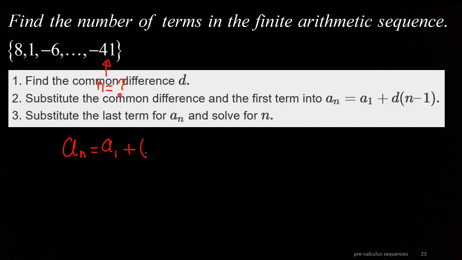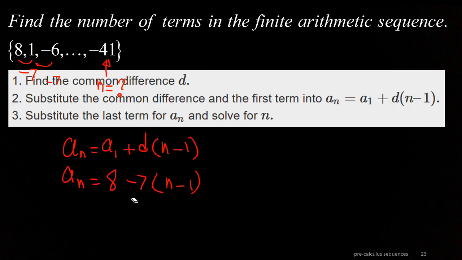The formula is, well, let's put D times n minus 1, right? So let's write the formula. What's the formula? Well, A1, obviously, you see it there. And what is D? 1 minus 8 is negative 7. Negative 6 minus 1, negative 7. So D is negative 7. So why don't we put negative 7 here? That's the explicit formula for that.